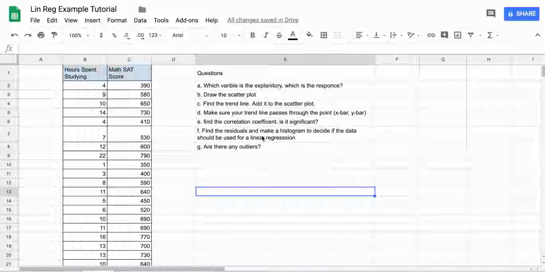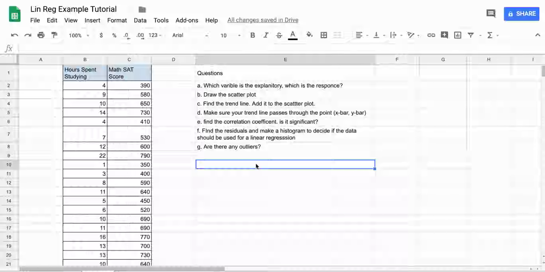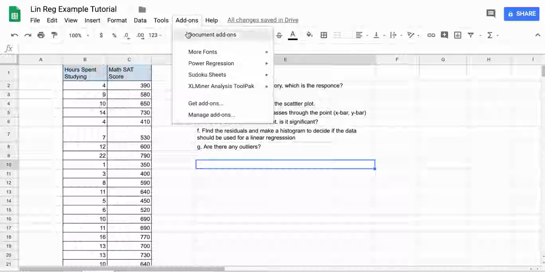Okay, so here is a tutorial about using XLMiner to run a linear regression and to get all those extra little itty bitty bits that you need to make sure your regression's good and answer all these questions. Okay, so what we're going to do, you should have already gone to add-ons and gotten XLMiner. If you haven't done that, go watch that video on how to do it, come back. All right. And we're just going to go to the XLMiner tool pack and we'll go over to start. We'll hit start.